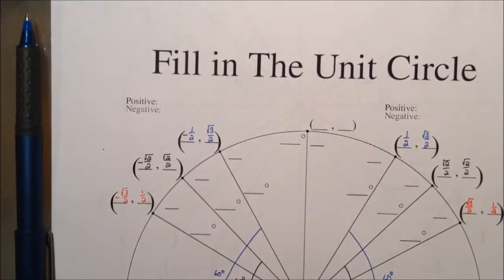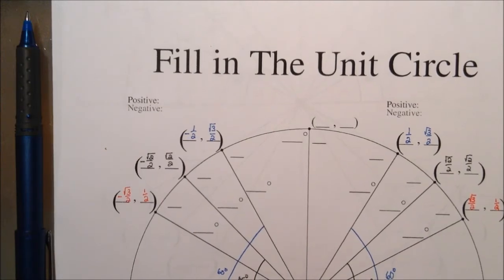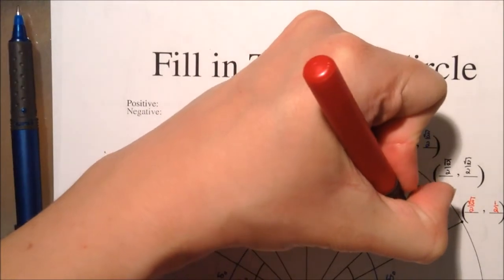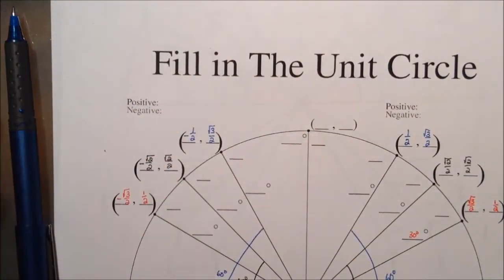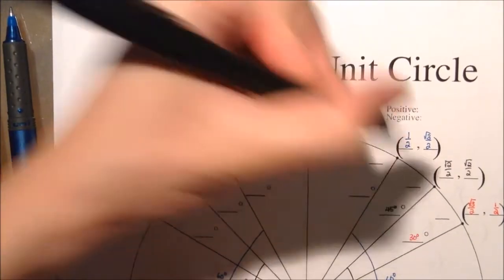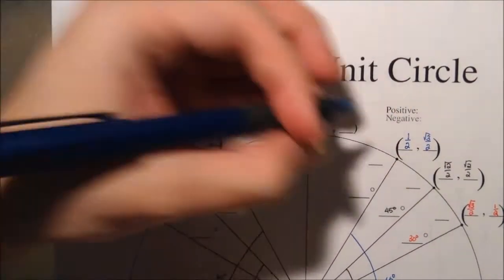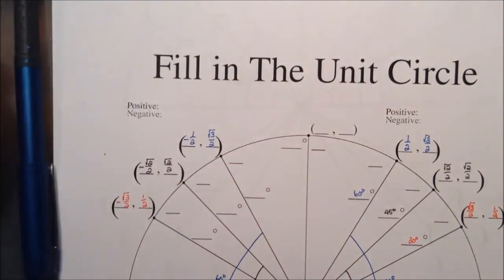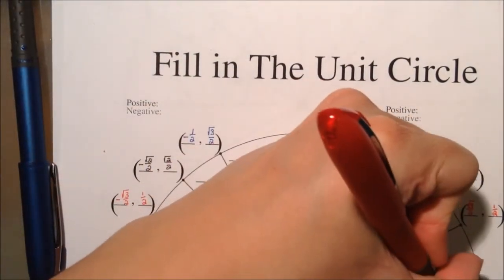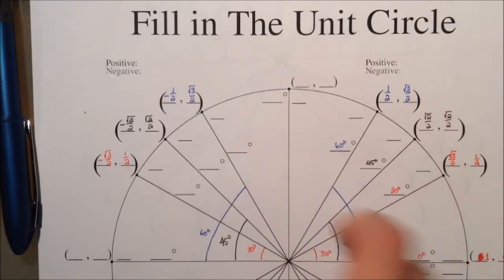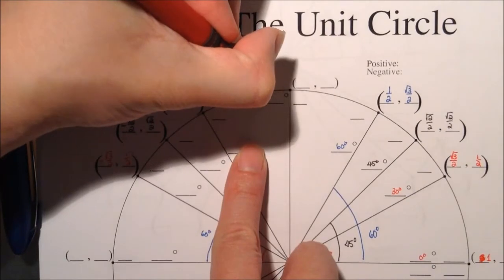Now, so again, for 30 degrees, 45 degrees, 60 degrees. So let me label this in. This is 30 degrees. This is 45 degrees. And this is 60 degrees. So therefore, this is 0 degrees here, which is why we have the coordinate (1, 0). And up here is 90 degrees.